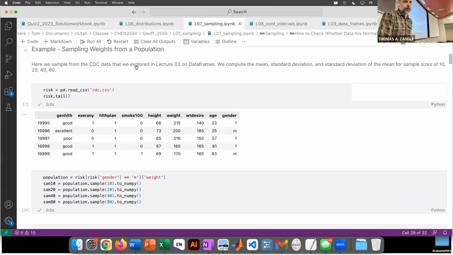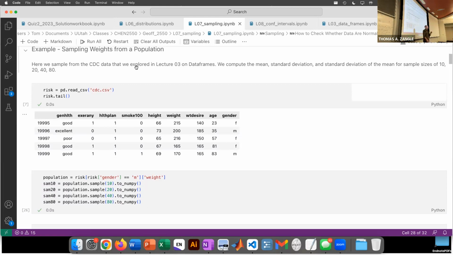For example, we're going to start with population. We're going to look at weights within that population. So we're going to use data that we looked at in lecture 3 on data frames.